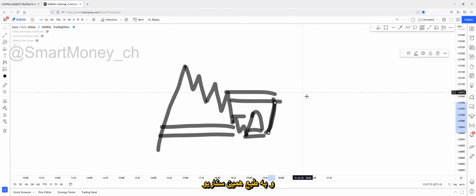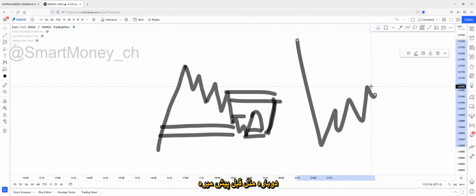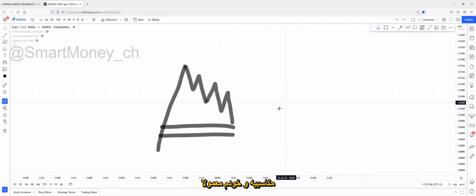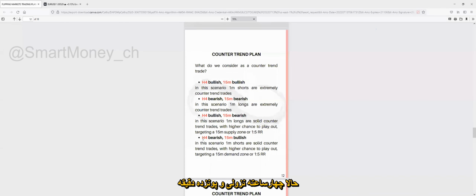And of course, this goes on vice versa. So if the 4 hour is bearish, 50-minute is bullish, it goes the same way. And this will be a solid counter trend trade. Mainly I'm executing these kinds of counter trend trades. Okay. Fourth, 4 hour is bearish, 50-minute is bullish. As I told you, it's vice versa the same. In this scenario, 1 minute shorts are considered solid counter trend trades, and these have a higher chance to play out, targeting the 50-minute demand zone in this case, or a 1-to-5 risk reward ratio. But we will talk about the exit criteria later.